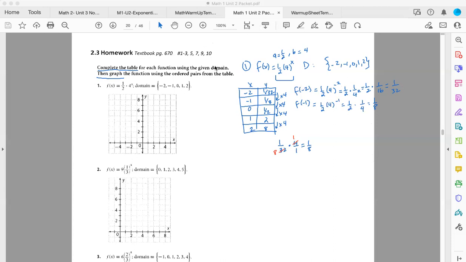That was the first part, complete the table. And then this is a graph. So graphing, you have to be careful. I'm going to start from largest to lowest. For 2, the y value is 8, which is right here. For 1, it is 2, which is right here.